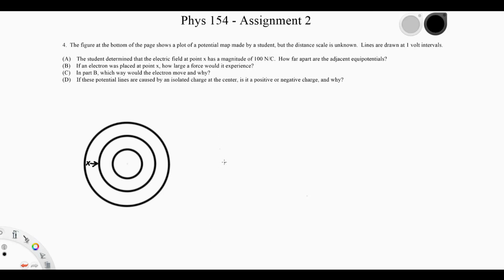Okay, problem 4. The figure at the bottom of the page shows a plot of a potential map made by a student, but the distance scale is unknown. Lines are drawn at 1 volt intervals. The student determined that the electric field at point X has a magnitude of 100 newtons per coulomb. How far apart are the adjacent equipotentials?